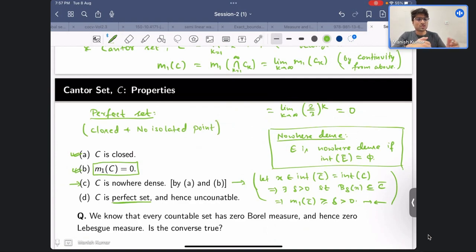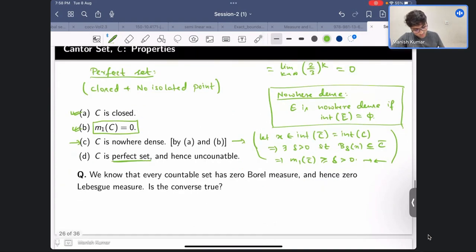Okay, so isolated point basically means that X is said to be isolated if you take any neighborhood, it will not contain any other element of that set. It is like, what does isolation mean? That you are in isolation. That means in your neighborhood there is nothing. So this is what it exactly means. So if a set is closed, and if it has no isolated point, then that set will be called a perfect set. So you already know that C is closed.